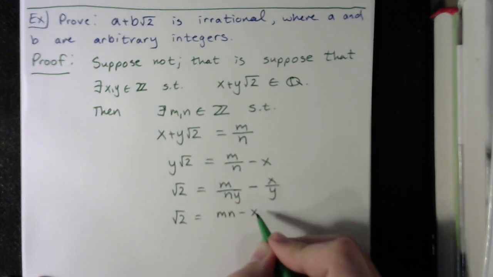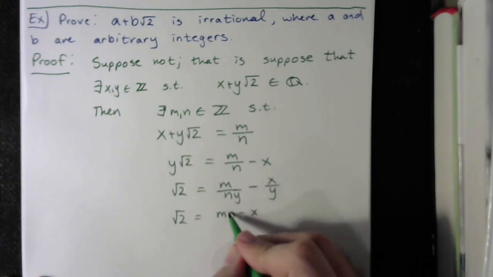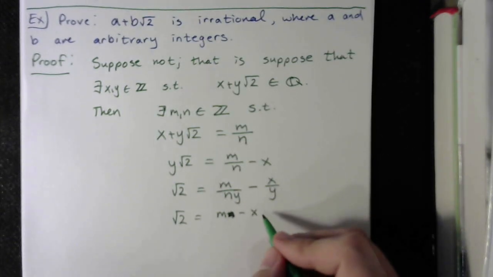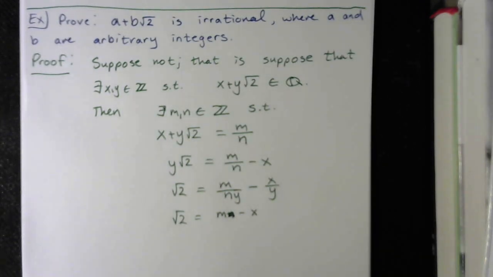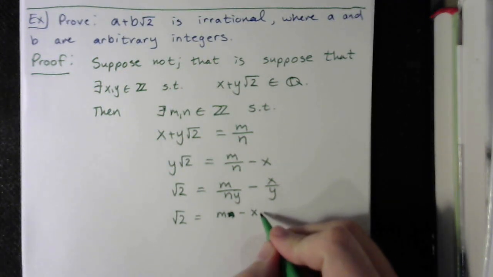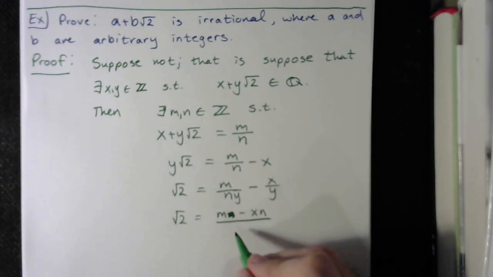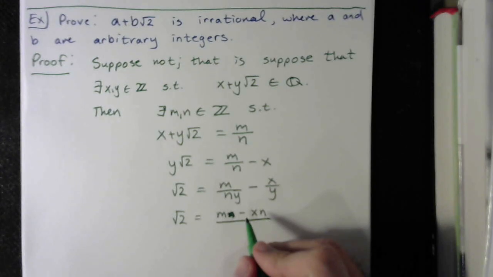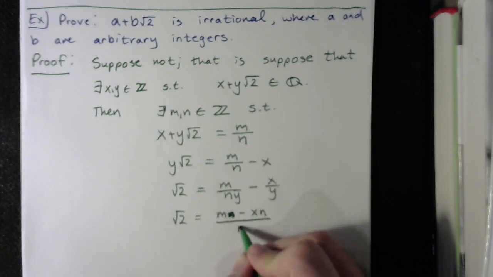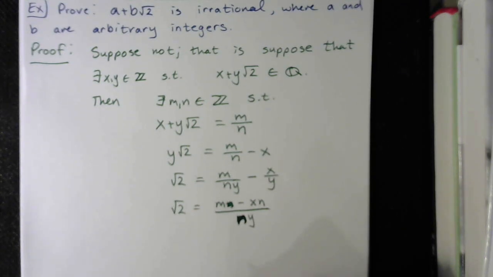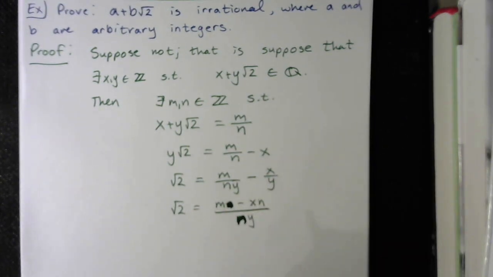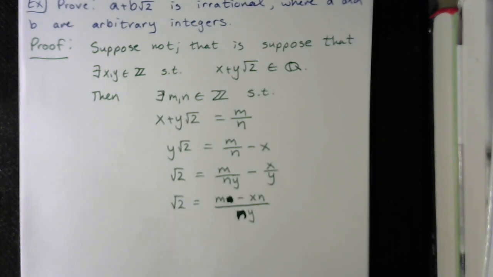m minus x times n, that's what it should be, all over, supposed to be an n. Pretend that's an n. This is blurry enough that it looks like an n, so it'll work for you guys. So square root of 2 equals m minus xn over ny.